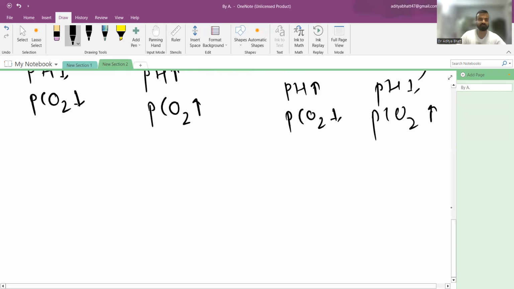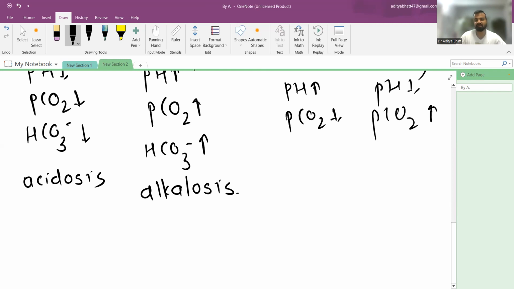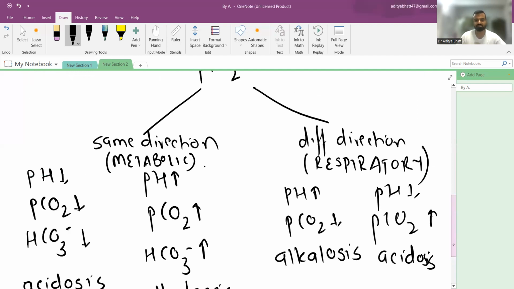Now, when you have the presence of bicarbonate in the metabolic causes, it goes in the same direction. When the pH is decreasing, PCO2 is decreasing, and bicarb is decreasing, it is metabolic acidosis. If pH is increasing and HCO3 minus is also increasing, it is metabolic alkalosis. If you have pH increasing and PCO2 decreasing, it is respiratory alkalosis. And pH decreasing, PCO2 increasing, it is respiratory acidosis. I hope you understood this.